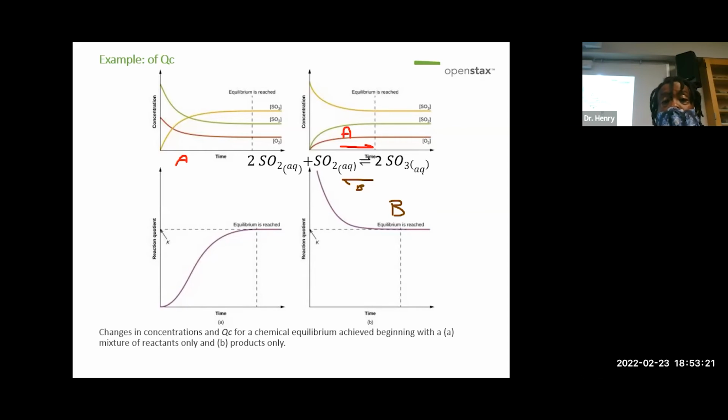Okay. So if we look at our Q value, if we write Qc for this reaction, then it's going to be what? We just want to write the equation. That's all. Just think about the equation. What is the equation? And then we'll talk about it for A and B.